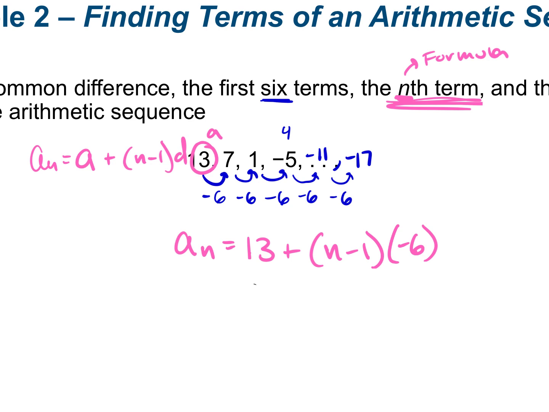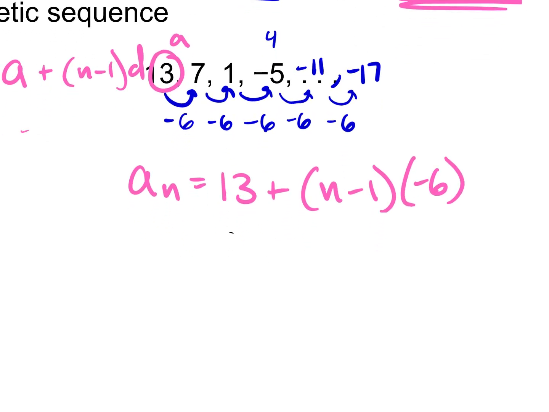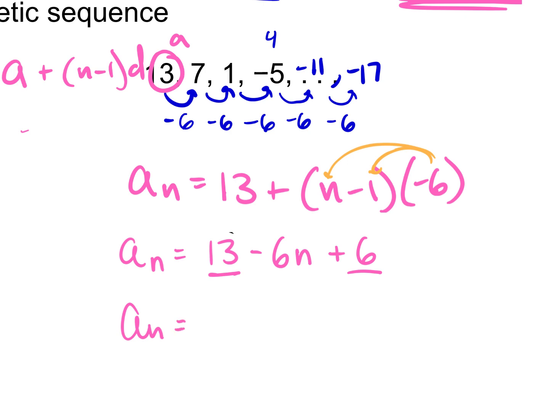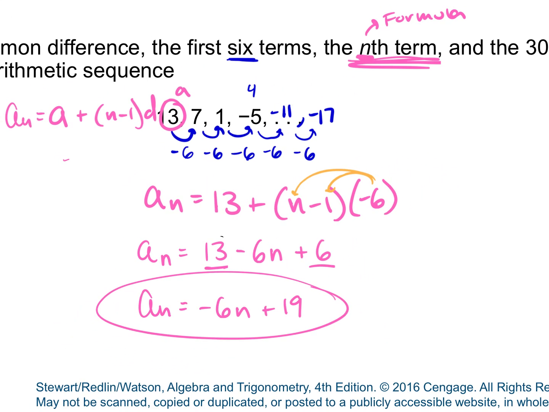Now, on a test or quiz, you could leave the answer like this. I would be fine with that. But on WebAssign, it may want you to simplify it a little bit more. So to simplify, we can distribute the negative 6 to the parentheses. So a sub n is equal to 13, this would be minus 6n plus 6. And then we can combine our like terms. So a sub n is equal to negative 6n plus 19. So this would be our nth term. That's our formula that we use.